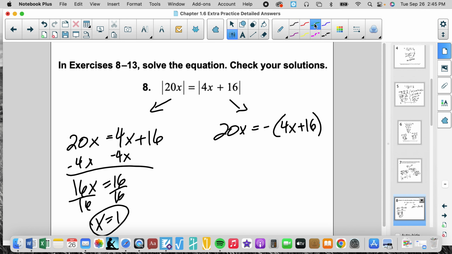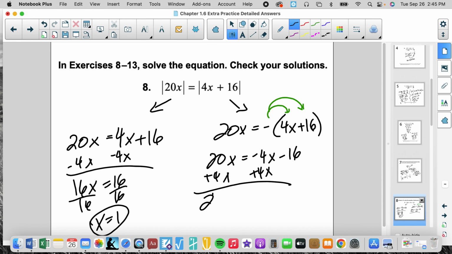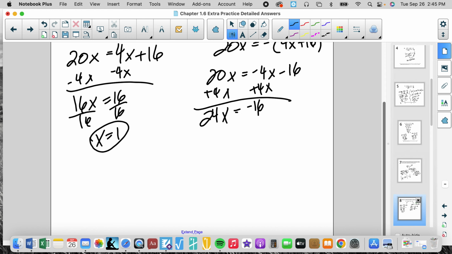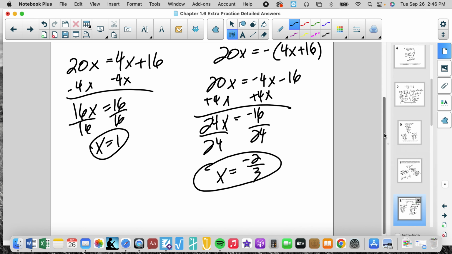And then we're going to distribute that negative into the parentheses. We get 20x equals negative 4x minus 16. Add 4x. 24x equals negative 16. And let's scroll down a little bit. Divide by 24. And x equals negative, 8 goes into 16 twice, 8 goes into 24 3 times. So negative 2/3. Let's check the solution.